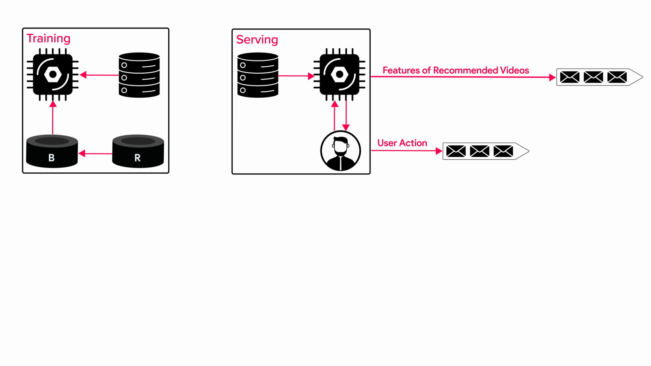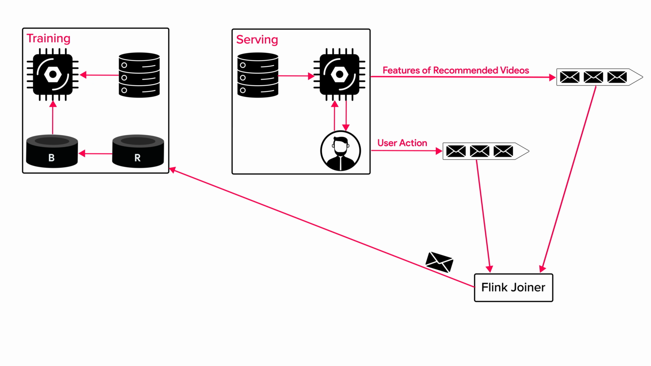To do that, TikTok has a component called Flink Job, which joins user action data and model-generated features. Why give such a fancy name to this component? Well, we will talk about it in a moment. As of now, the Flink job joins input features and input labels to create training examples that can be appended back to the training dataset.